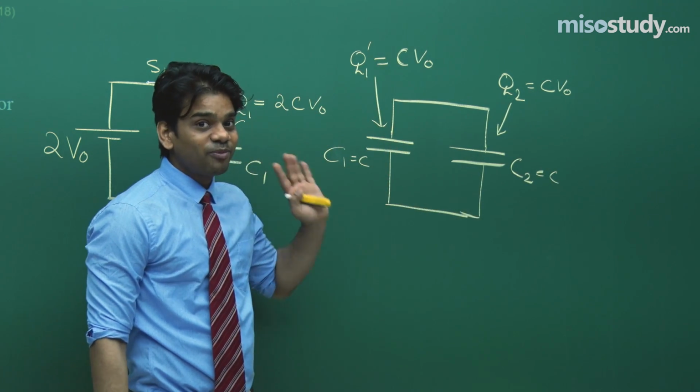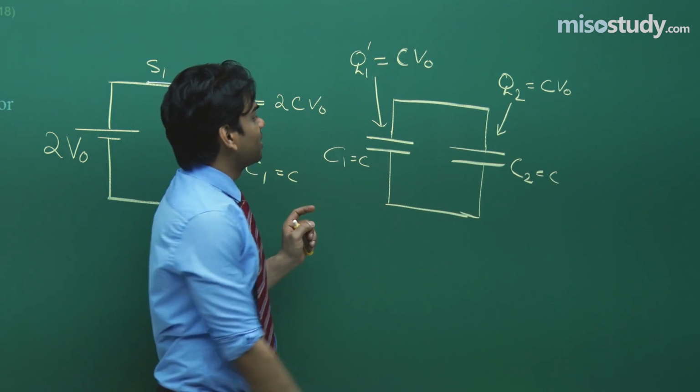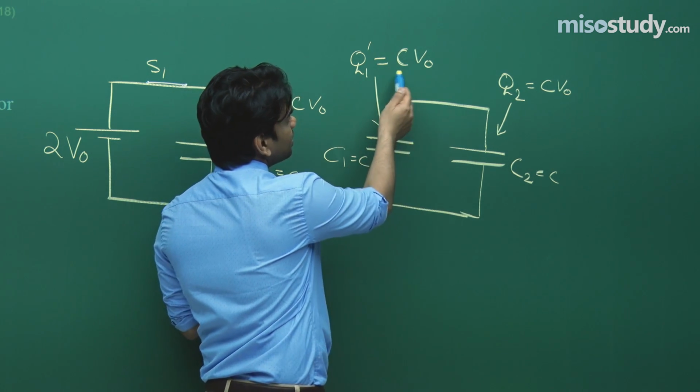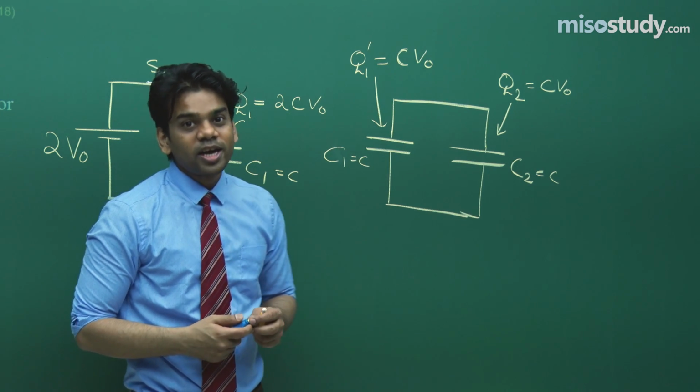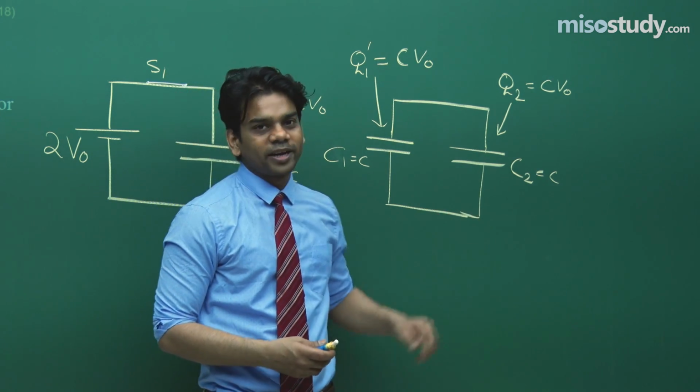This will be the first case. I have marked the charge on the upper plates of the capacitors. Here it will be CV0, and here you will be having CV0. This is how the charges will distribute among C1 and C2 as per the shown diagram.